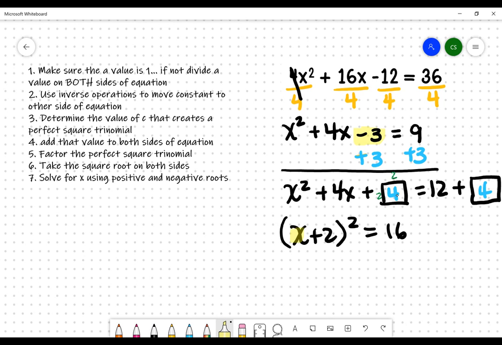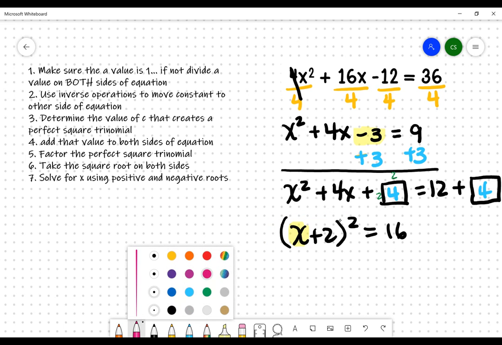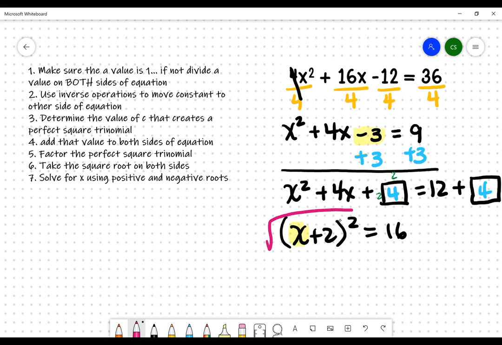All right, the goal is to solve for x, but what about this square? I can't just be adding 2 and all of that. I've got to get rid of the square. So the inverse of a square is taking the square root. So if I take the square root of one side, I've got to take the square root of the other side. So what happens when you take the square root of something? The square is gone. So I just get x plus 2.